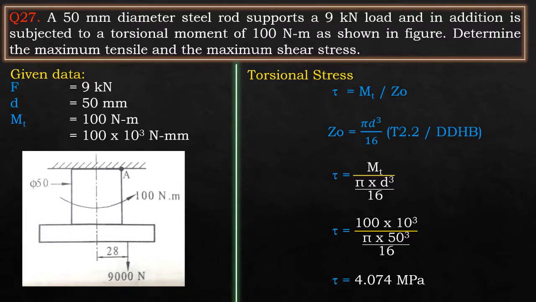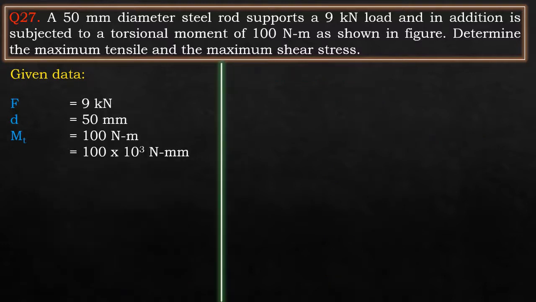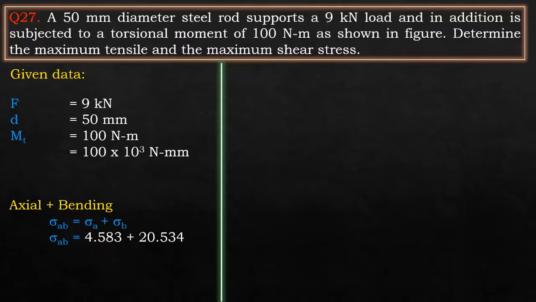So by calculating the individual axial, bending and torsional stress, we can substitute these values to determine the combined stresses. Let us now determine the combination of axial and bending. Since it happens to be the normal stress, let us determine the sigma AB value. Sigma AB is given by sigma A plus sigma B, where sigma A is 4.583 megapascals and sigma B is 20.534 megapascals. Therefore, we have the value of sigma AB as 25.117 megapascals.